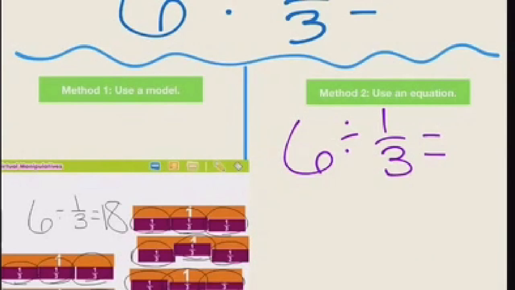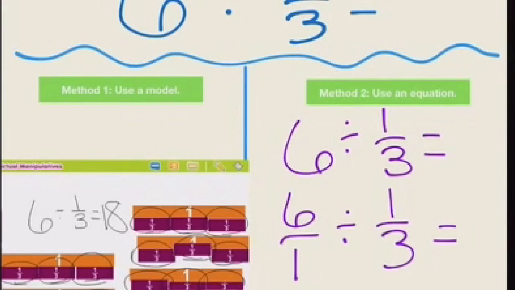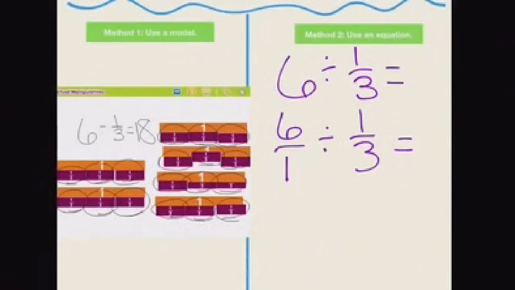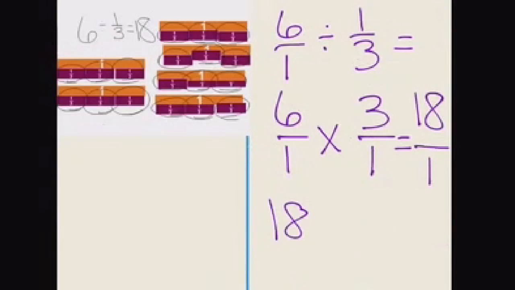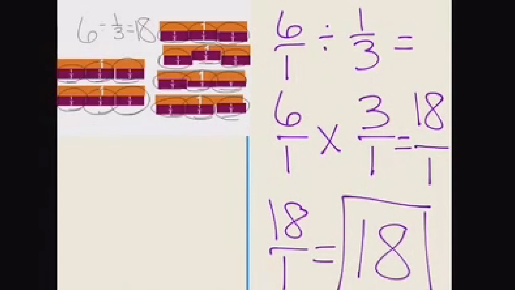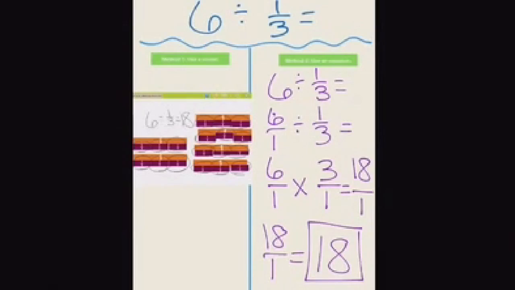Remember, begin by writing that 6 as 6 over 1. Then we're going to multiply times the second number's reciprocal, so we're going to do 6 over 1 times 3 over 1. Multiply straight across, 6 times 3 is 18, 1 times 1 is 1. But we know we're going to simplify that 18 over 1 to 18 because 18 divided by 1 equals 18. And you can see from both methods we get the same final answer of 18.